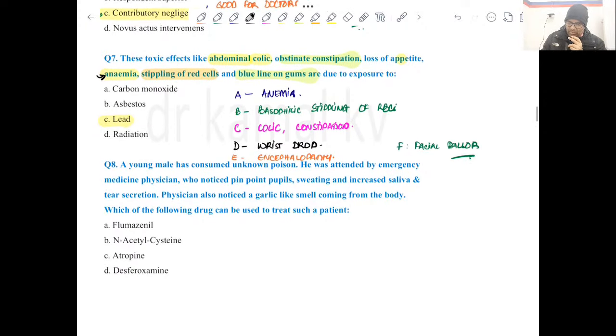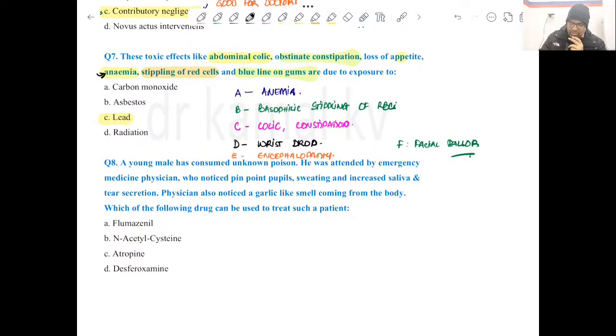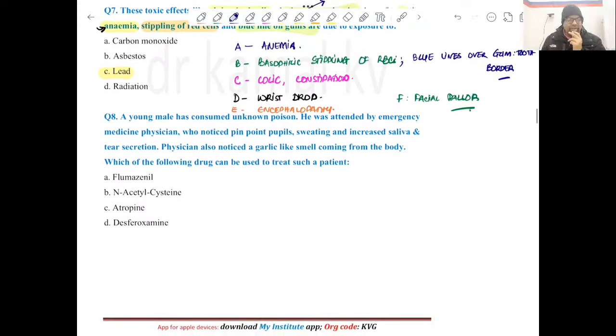And it's quite easy to answer a case of lead poisoning. Clear? So there is a blue line over gums. This is also a classic, especially at the tooth gum border. Fine. So classical case of lead poisoning.